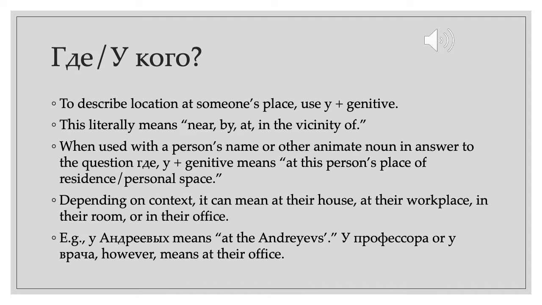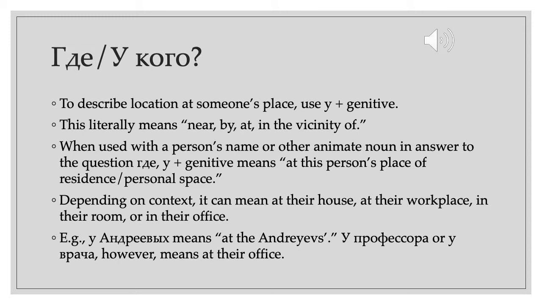And so when we want to talk about location and we're orienting ourselves in reference to a person rather than a place, we're going to use the construction у plus genitive, just like the construction for having. So у меня can mean either I have or at my place. У literally means nearby, at, or in the vicinity of. This is important because it means that you are close to something, in the vicinity of something, but you're not inside of it.